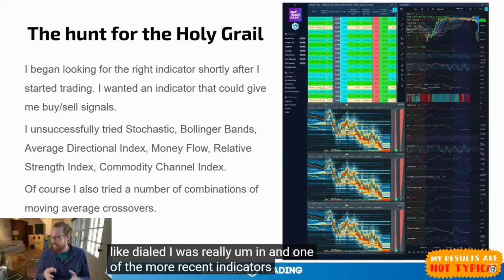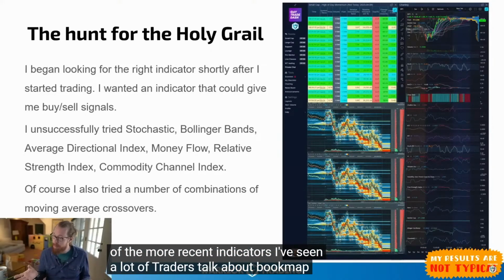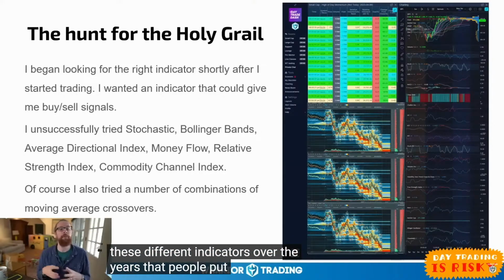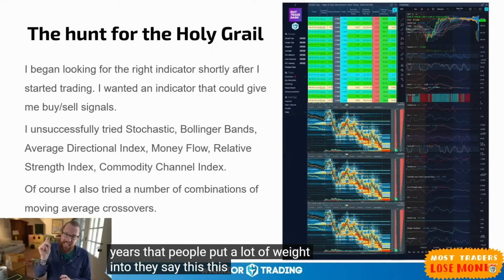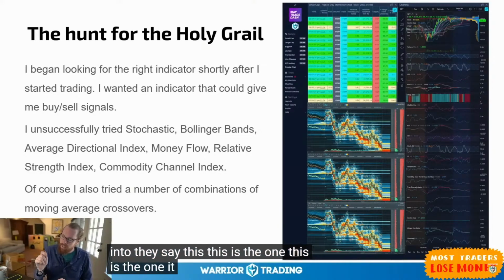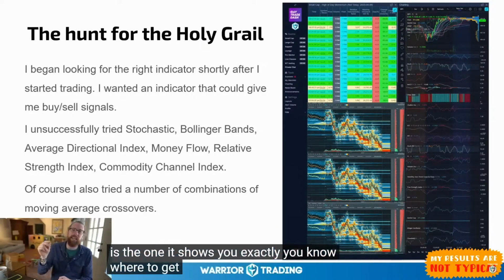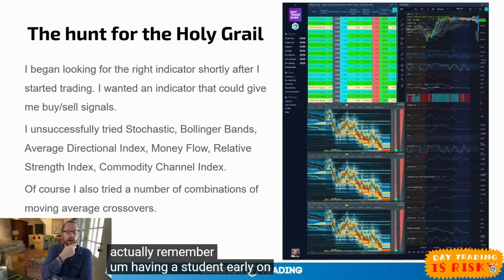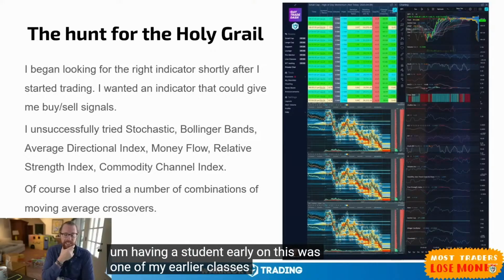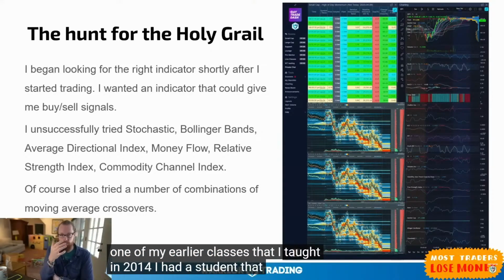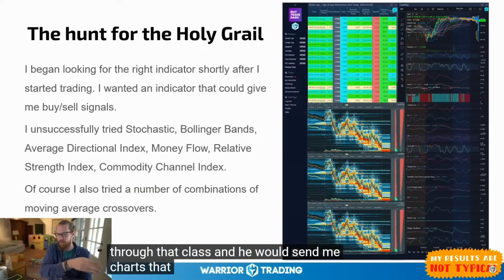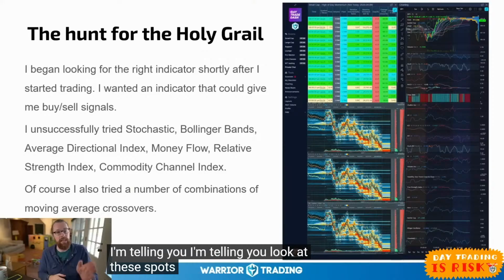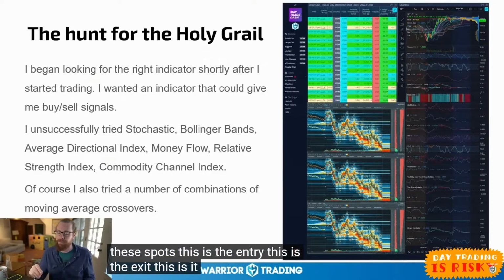One of the more recent indicators that I've seen a lot of traders talk about is Bookmap. But that's just one. I've seen so many of these different indicators over the years that people put a lot of weight into. They say, this is the one. It shows you exactly where to get in, where to get out. I actually remember having a student early on, in one of my earlier classes that I taught in 2014. He would send me charts that looked a lot like this one right here. And he would be like, no, I'm telling you, look at these spots. This is the entry, this is the exit, this is it.